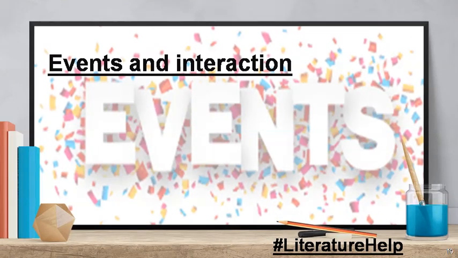Events and interaction. What happens in the story? How do the characters interact? How are they related or connected? Why do the characters act or behave the way they do? Why do the events play out as they do?